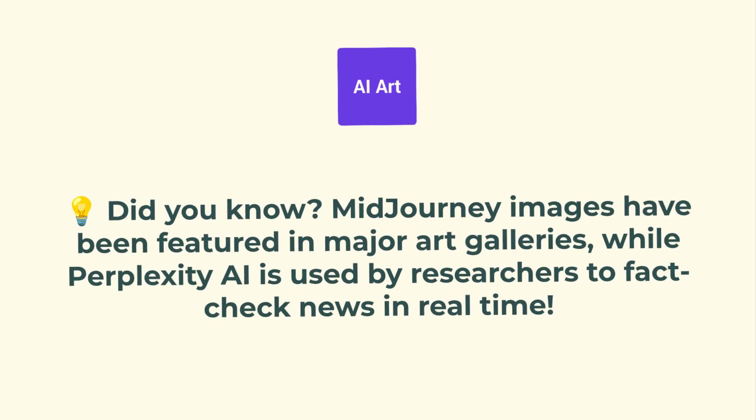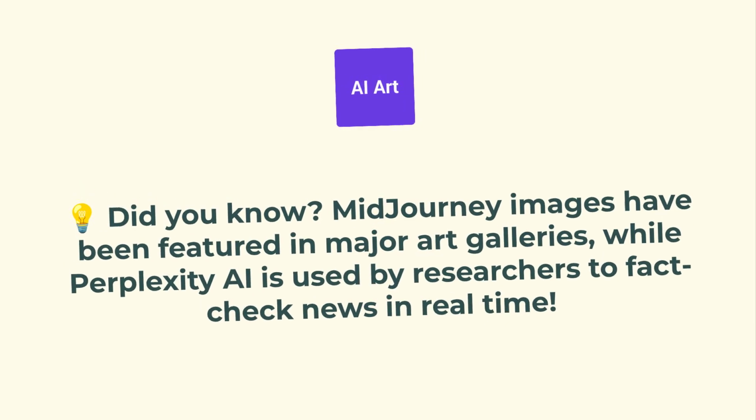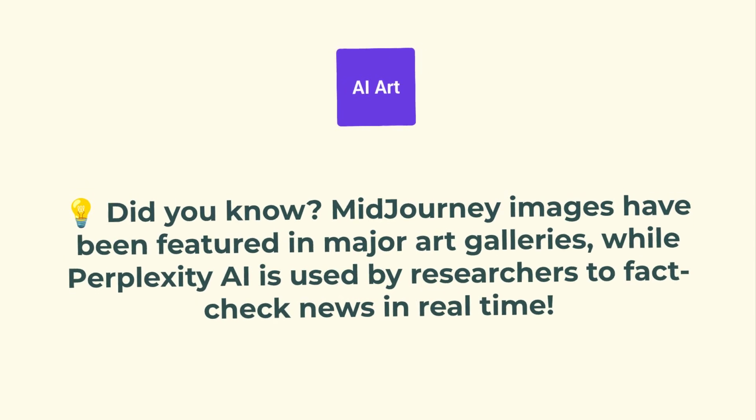Oh, and here's something cool you probably didn't know. MidJourney images? Yep. They've actually been featured in major art galleries. And Perplexity AI? Researchers use it to fact-check news in real time. Honestly, both these tools have real-world bragging rights.